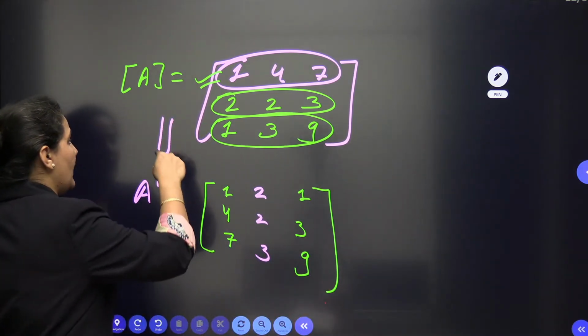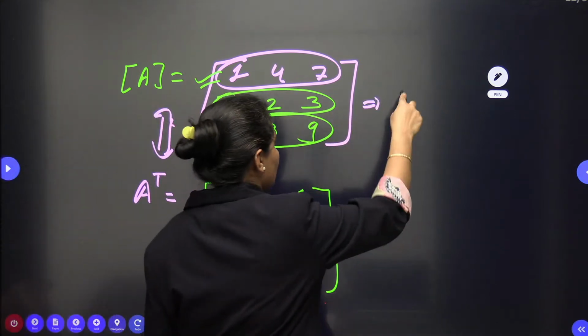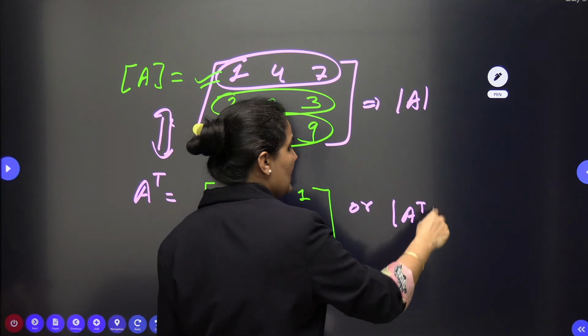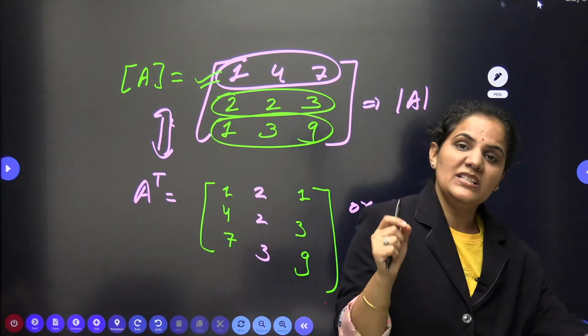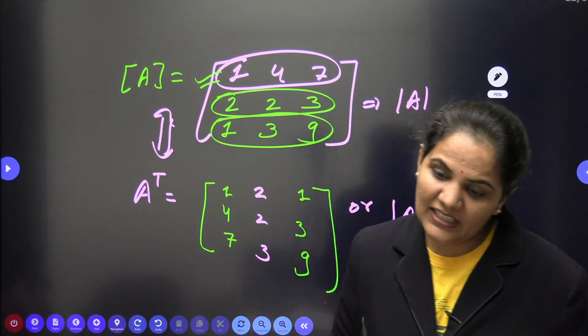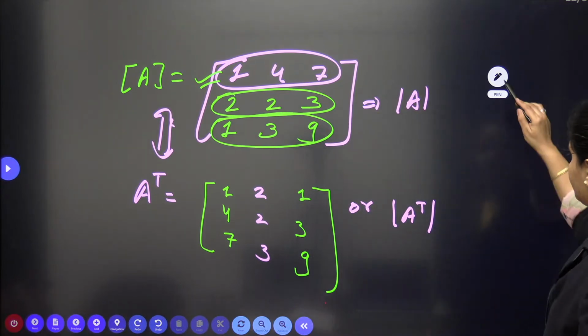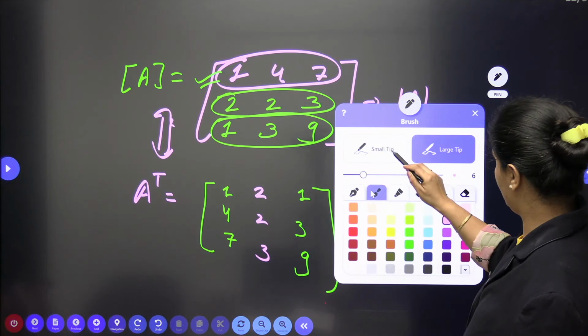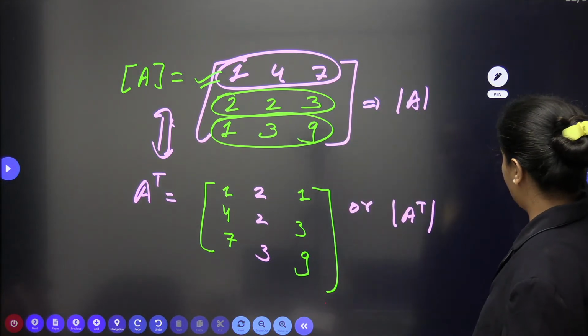If I find the determinant of this matrix A, or the determinant of this A transpose, it will be the same, beta. The result will be the same in this case. Is it clear? In both cases, the result will be the same.